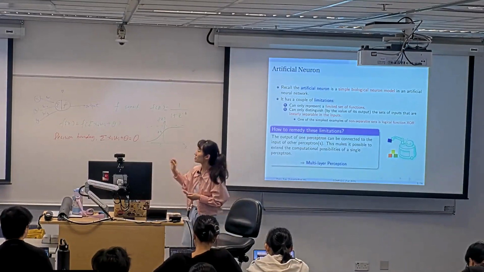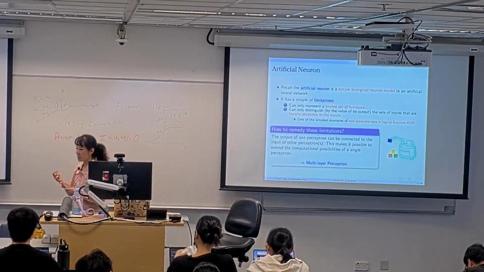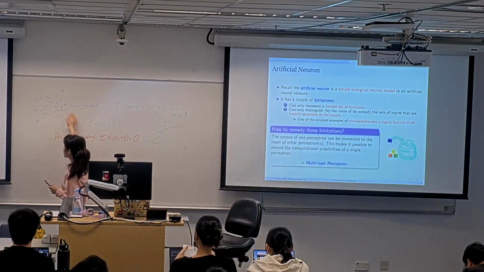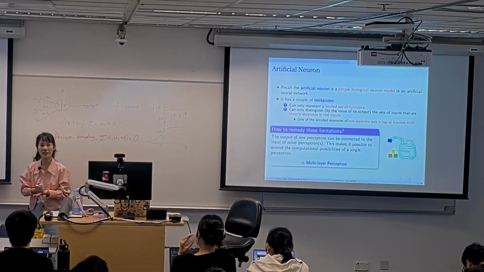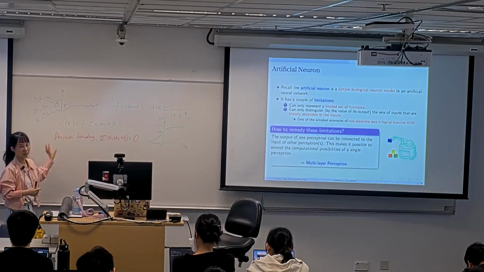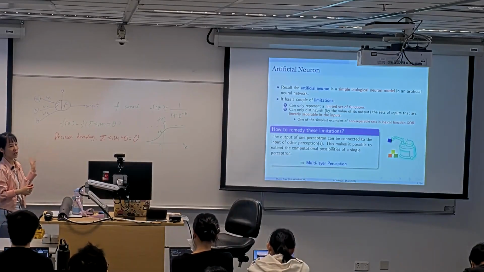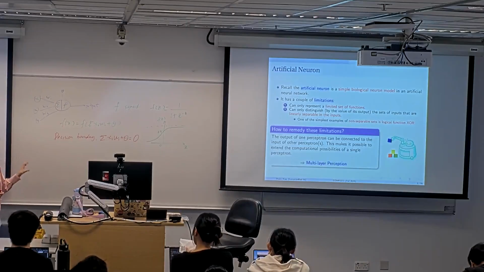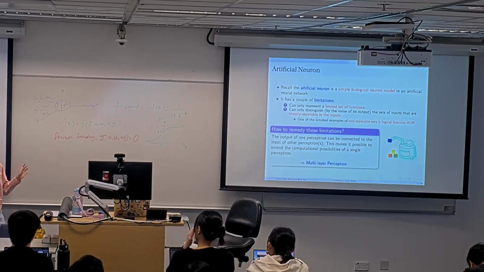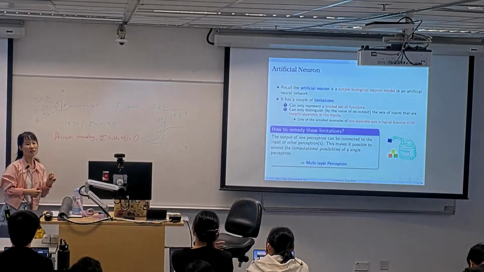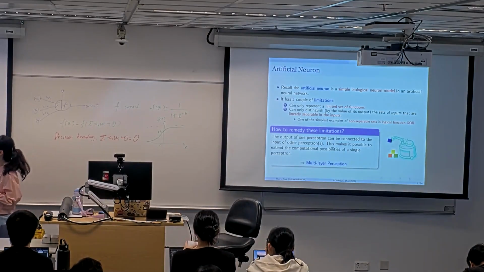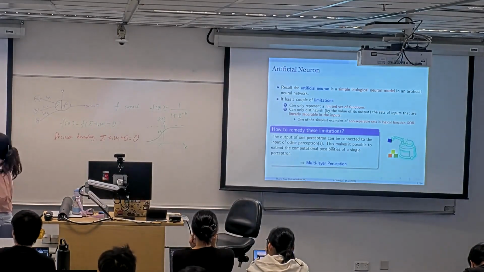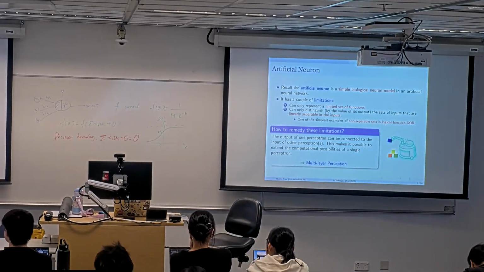So that's why for all artificial neurons, even if we use an activation function that is not linear, the decision boundary is still linear. This is the limitation of all artificial neurons. Not only the perceptron, but all artificial neurons cannot handle nonlinearly separable data sets. So this is the limitation. Then how do we remedy these limitations?